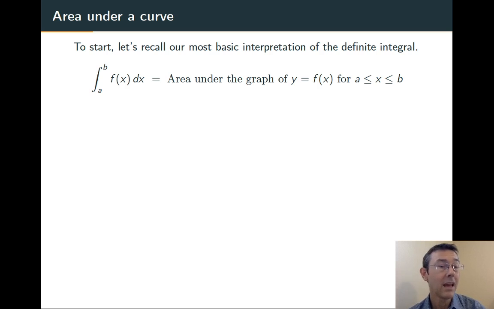Integral from a to b f of x dx means the area under the graph y equals f of x from x equals a to x equals b. We have to remember that that is a signed area, so if the graph of y equals f of x dips below the x-axis, it's going to count as negative area.